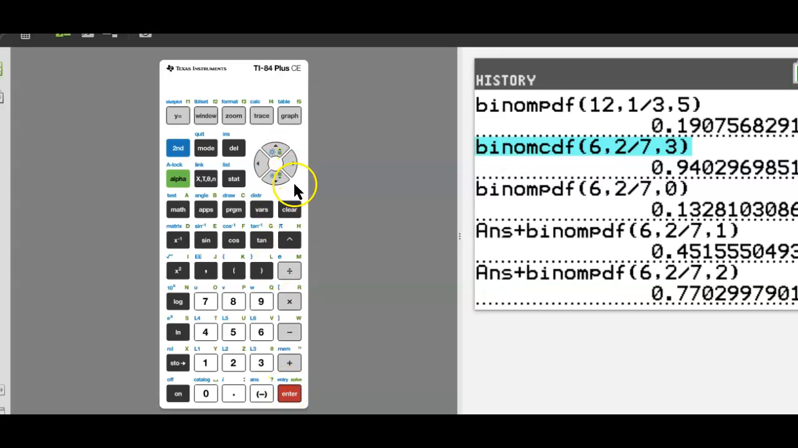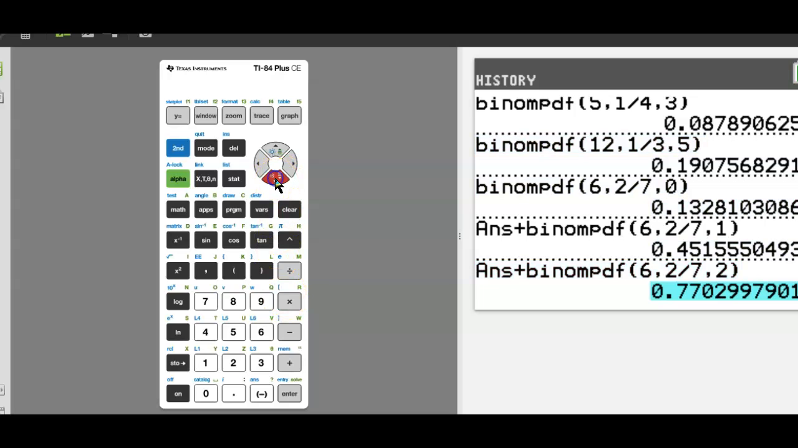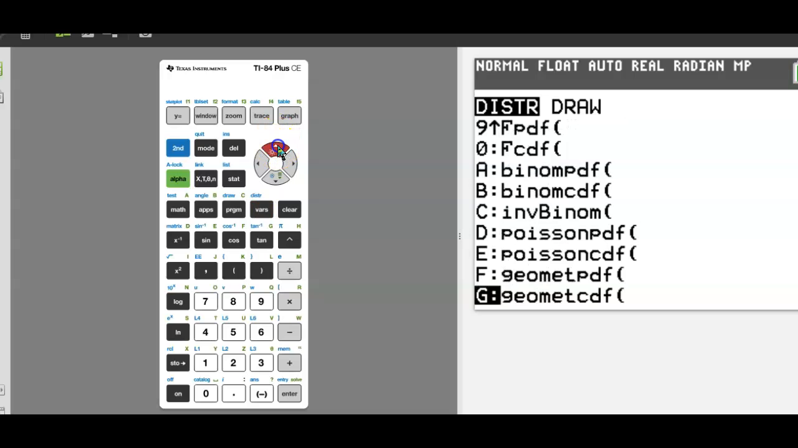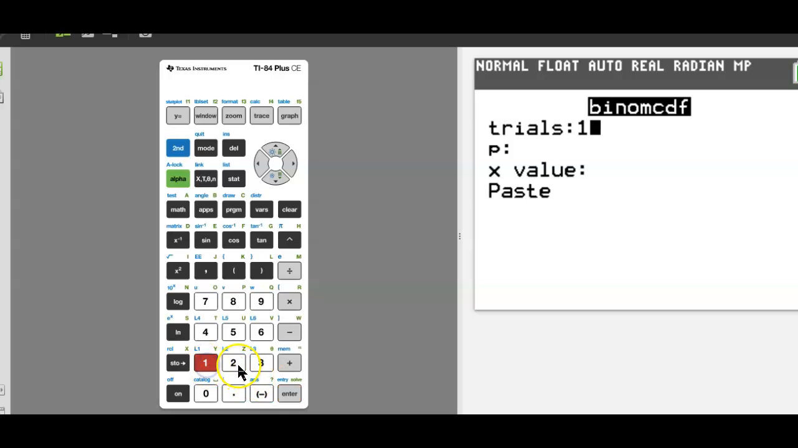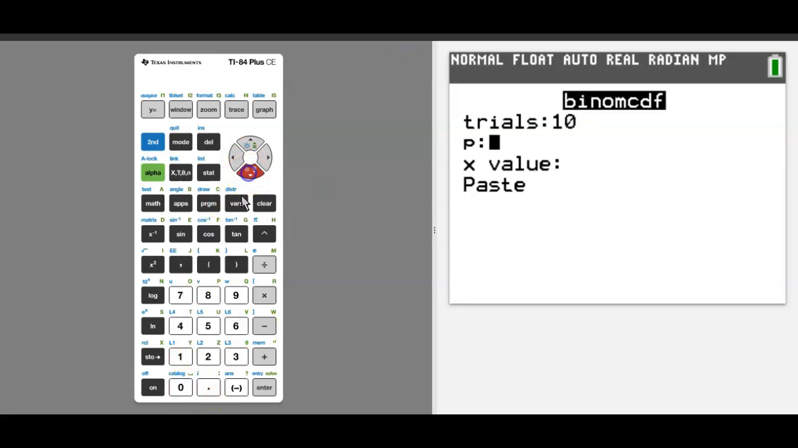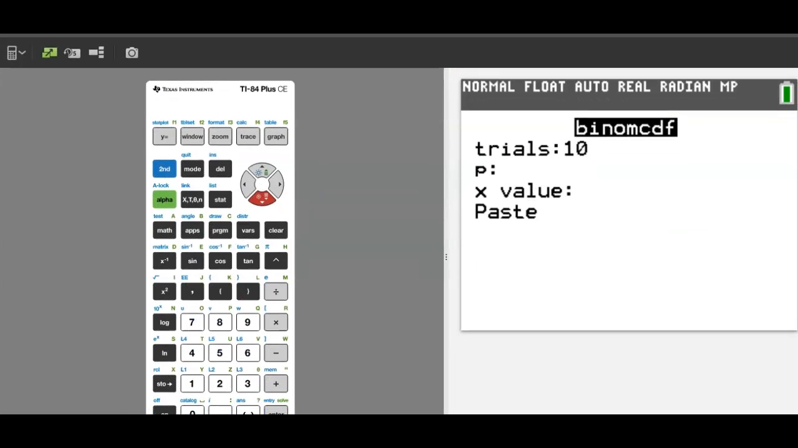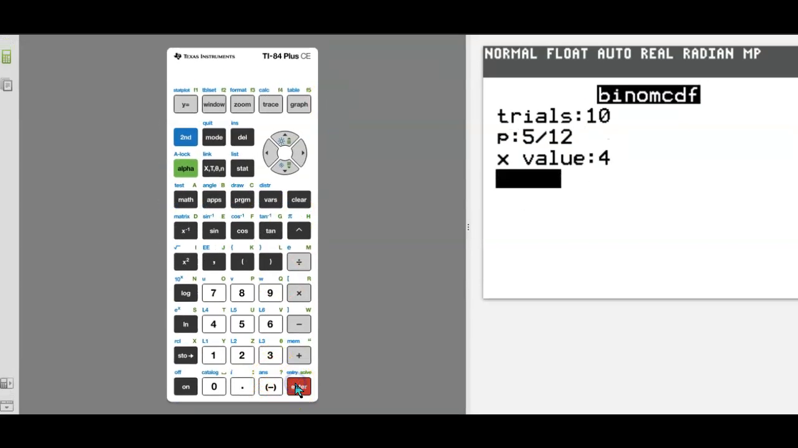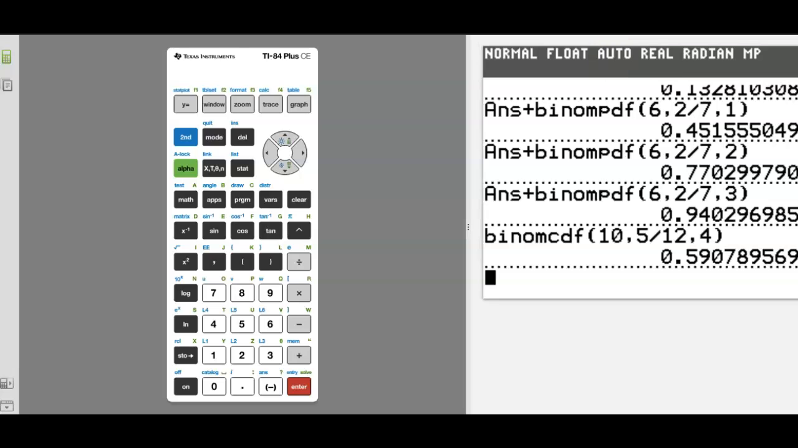Sorry, what happened here? Combined probability of, I already forgot, 10 trials where the probability was 5 out of 12 and the number of successes was 4, but we want to combine them all the way down to 0. So we get 0.59.